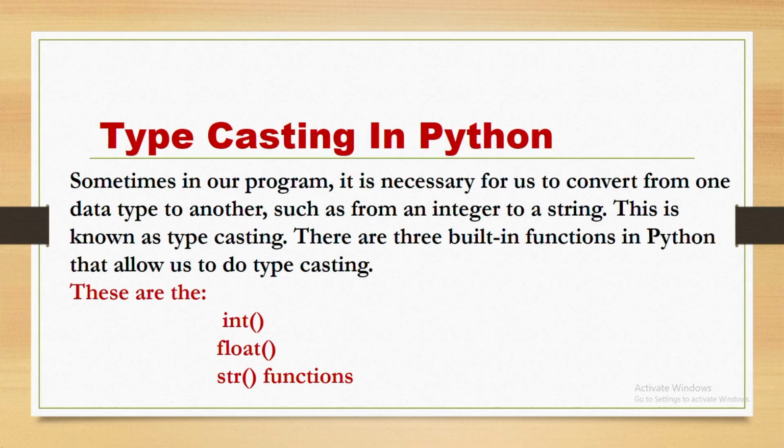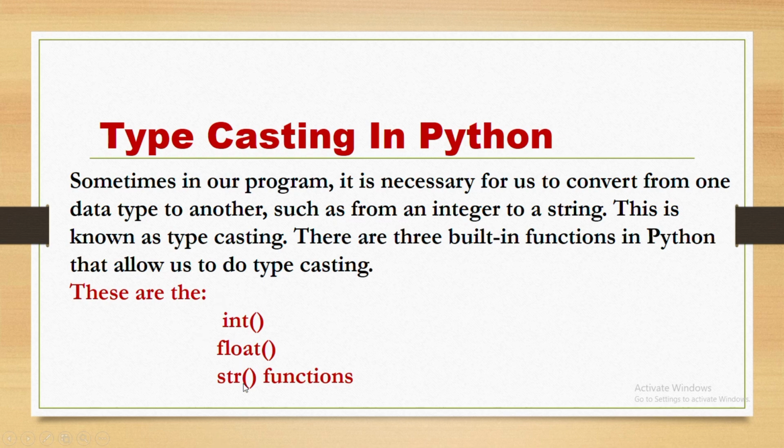Let's go. So the last thing we are going to see in today's course is typecasting in Python. Sometimes in our programs, it is necessary for us to convert from one data type to another, such as from an integer to a string, or from a string to an integer, or from a float to an integer, or an integer to a float. This is known as typecasting. There are three inbuilt functions in Python that allow us to do this: the int function, the float function, and the string function. These are the functions that allow us to do typecasting very easily.